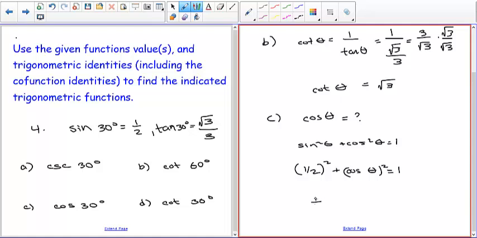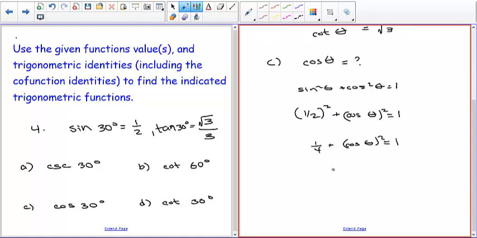And 1/2 squared is a quarter. 1 squared is 1, 2 squared is 4. Then we have the cosine of theta quantity squared is equal to 1. Subtract a fourth from both sides, so you get the cosine of theta squared is equal to 1 minus a fourth, which is 3/4. And then if you take the square root, you get the cosine of theta is equal to the square root of 3 divided by 2. So that's that one.